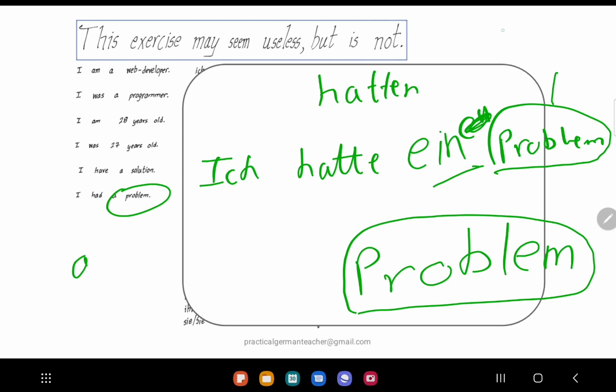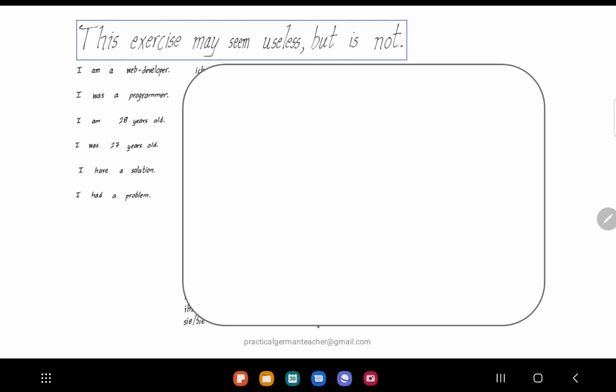Now, why did we do this exercise? You will realize now. Actually the topic for today's session is that you should learn to write sentences in past tense. So if you noticed, this is present, this is past, present, past, present, past, right?